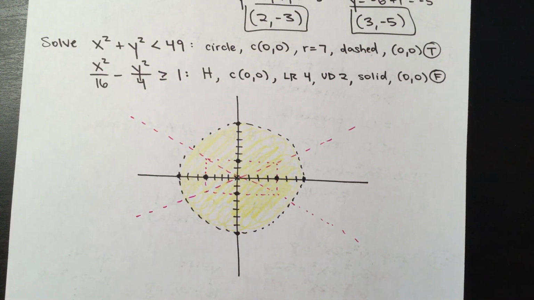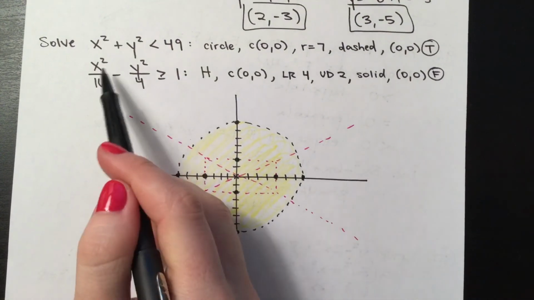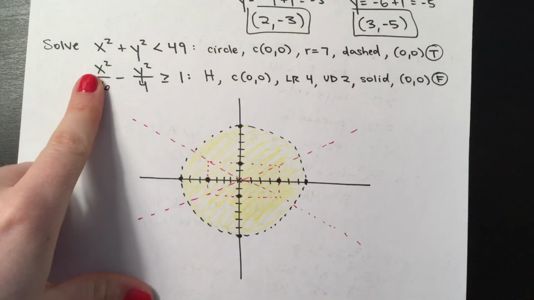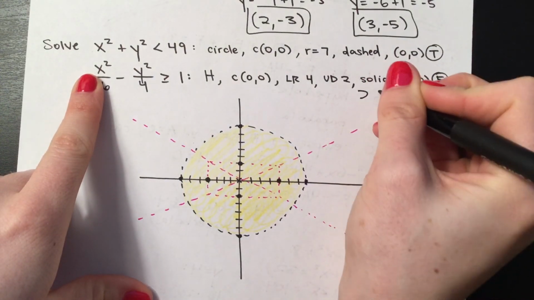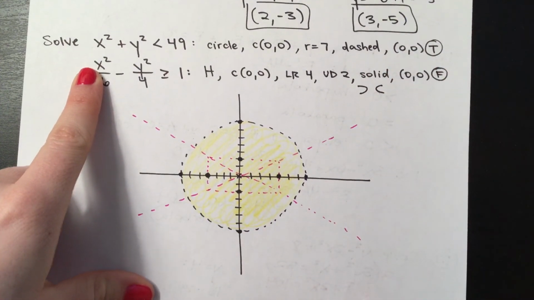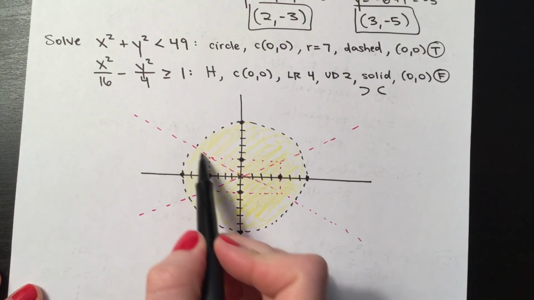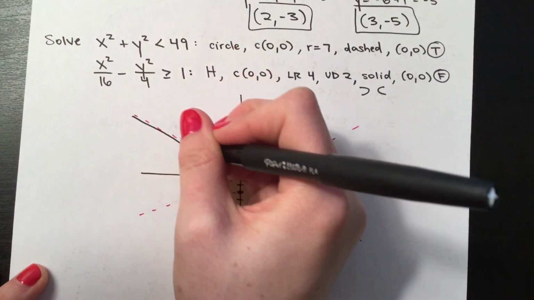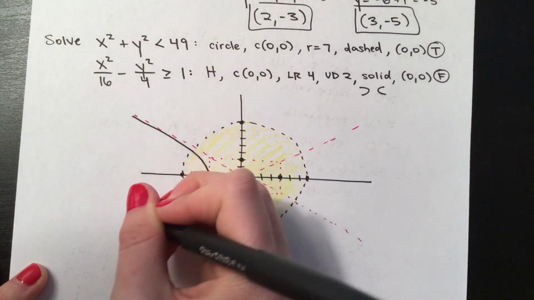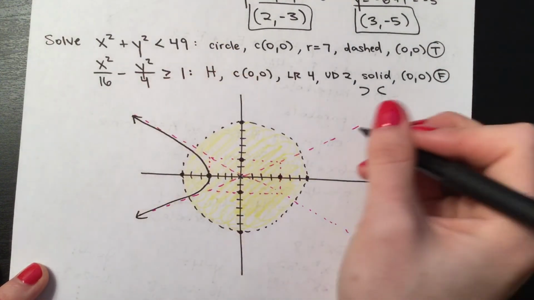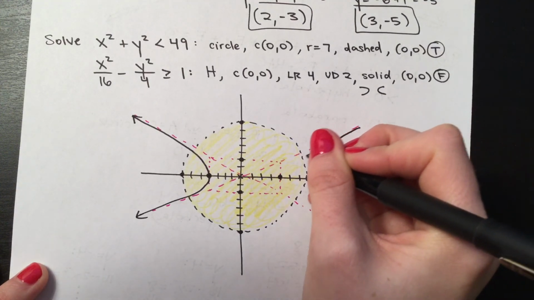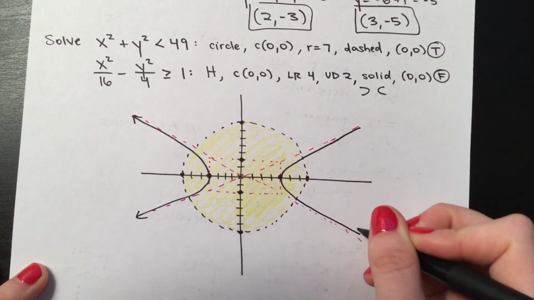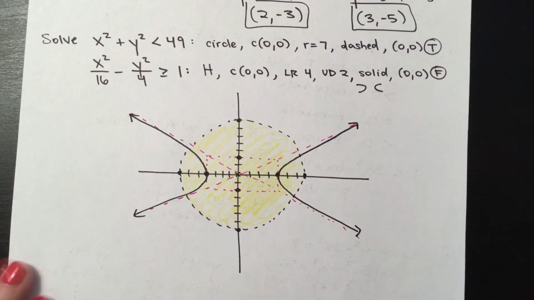Okay, one last thing that I did forget to write up here. With hyperbolas, we need to know what kind it is. This one, since the x is first, it's going to be a left and right hyperbola. All right, so that means I'm going to go along these, through this point, and along the other one. Like that. So that's my hyperbola.